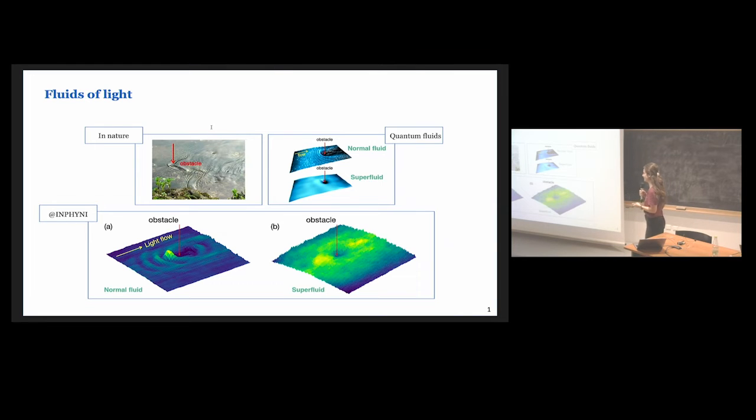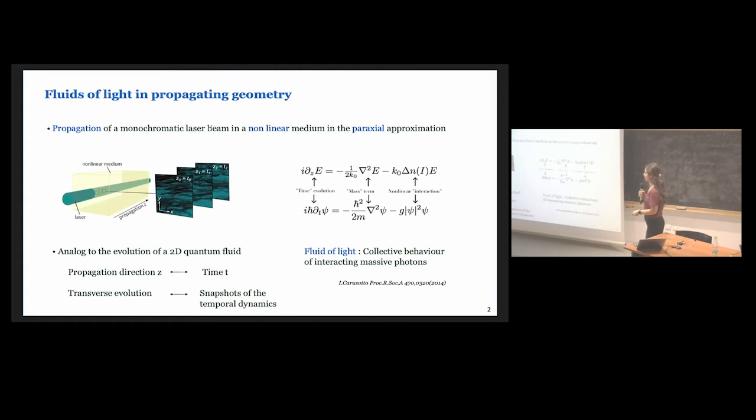So us at INPHYNI and at other labs like LKB, for example, we have been able to reproduce this kind of experiment, but with one difference: we are using light. The possibility of exploring fluids of light in propagating geometry, which is a system where the light propagates along the direction of propagation, has been studied in different platforms, for example, in hot atomic vapors like in LKB, in thermal liquids, and also in photorefractive crystals.